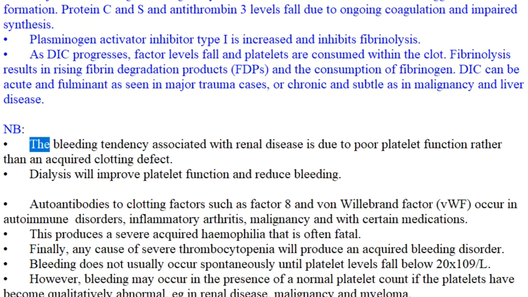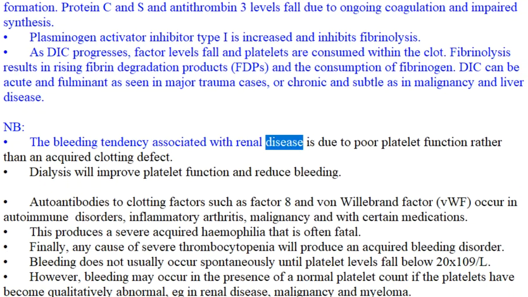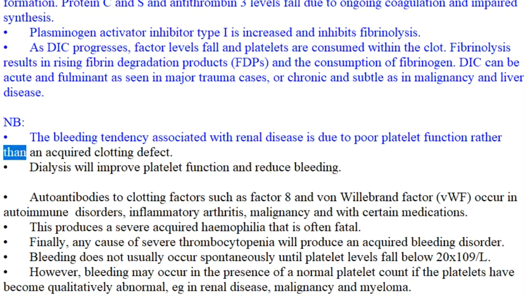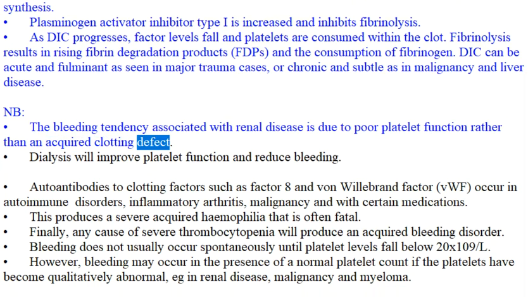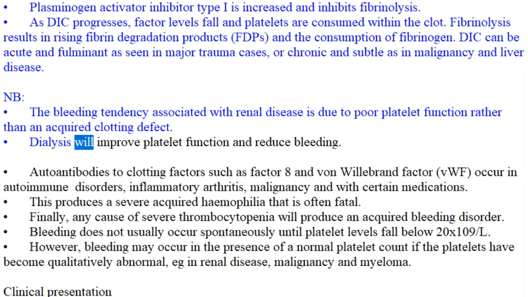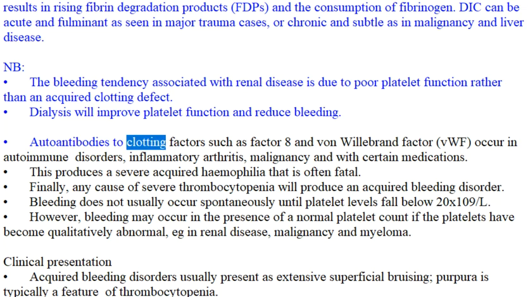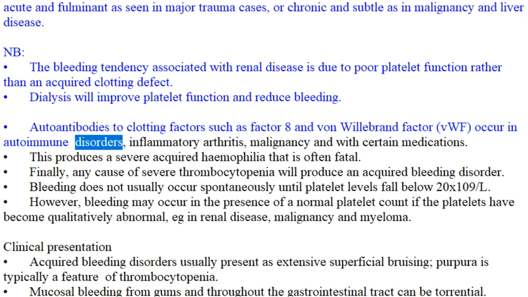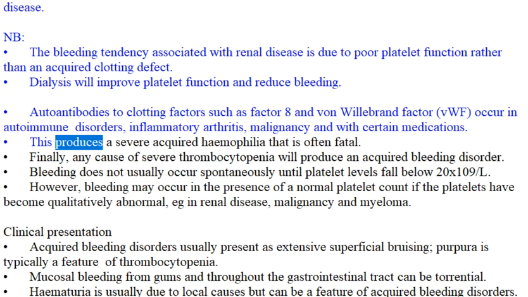NB. The bleeding tendency associated with renal disease is due to poor platelet function rather than an acquired clotting defect. Dialysis will improve platelet function and reduce bleeding. Autoantibodies to clotting factors such as factor VIII and von Willebrand factor, VWF, occur in autoimmune disorders, inflammatory arthritis, malignancy and with certain medications. This produces a severe acquired hemophilia that is often fatal.